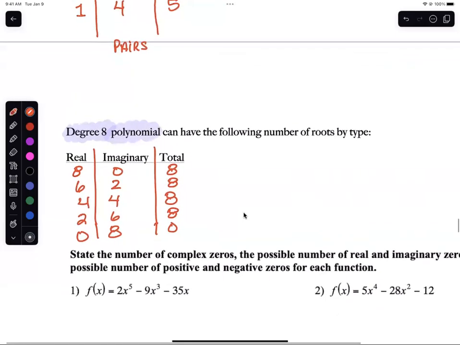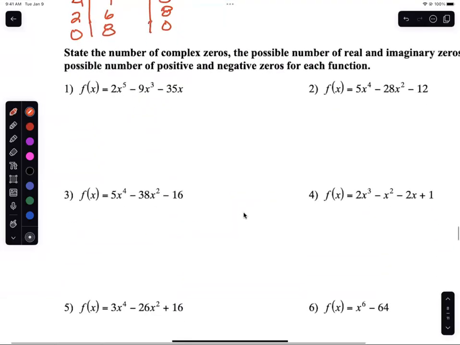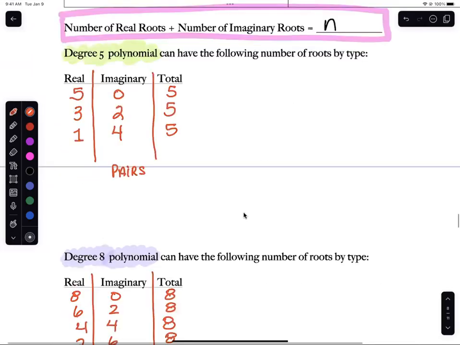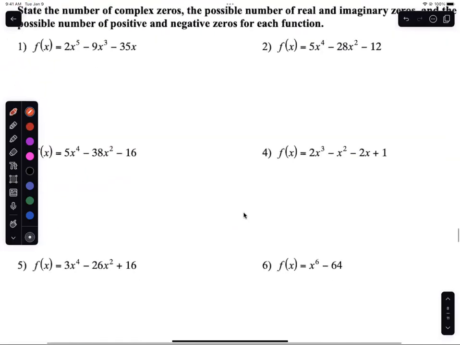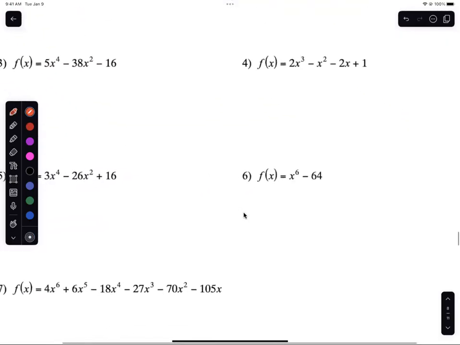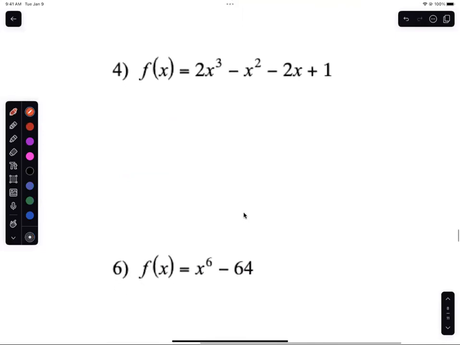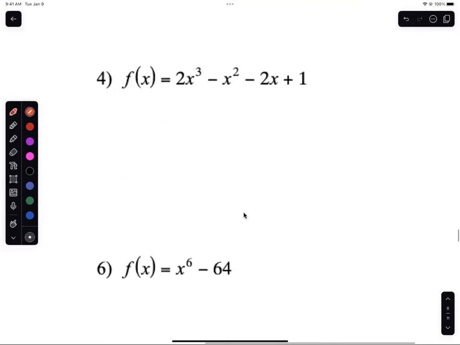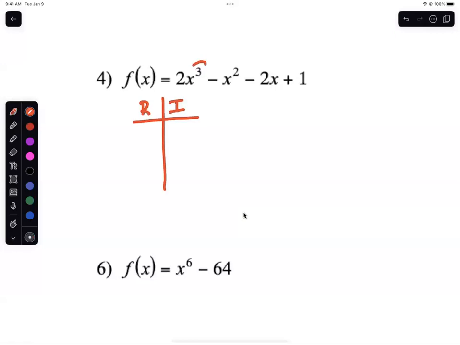All right, let's go down here and let's look at number, let's see, we did 8 and we did 5. Let's do 4 and let's do 6. So here we go. You're asked to list the number of real, number of imaginary, and I'm always wanting it to equal 3. I could have 3 real, no imaginary, or I could have 1 real and 2 imaginary. Those are my only 2 scenarios for that. Adding my rows up, I always get 3.